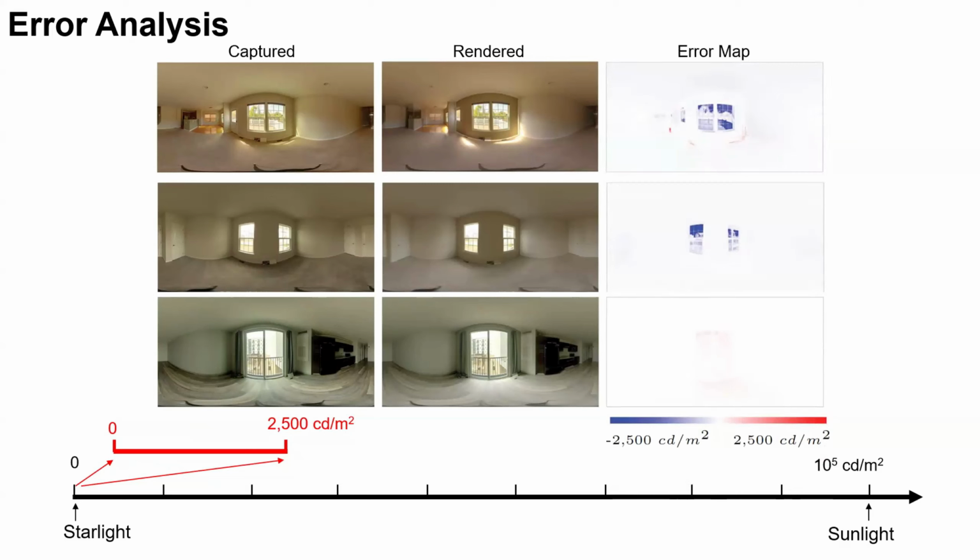So we can see for the indoor surfaces, it's fine, and the error is low. And most of the error comes from the window. But considering the high luminance in the outdoor space, I think the error is decent as well.